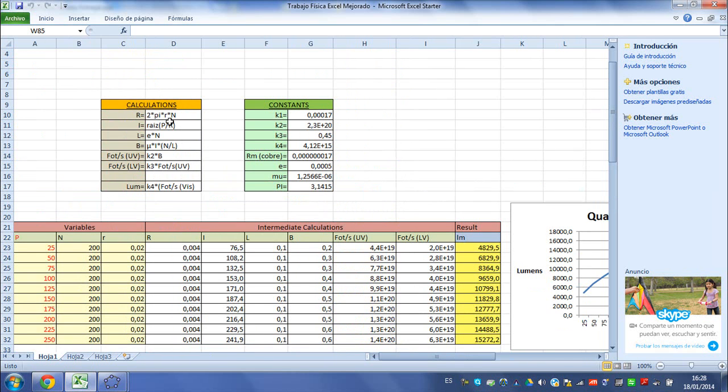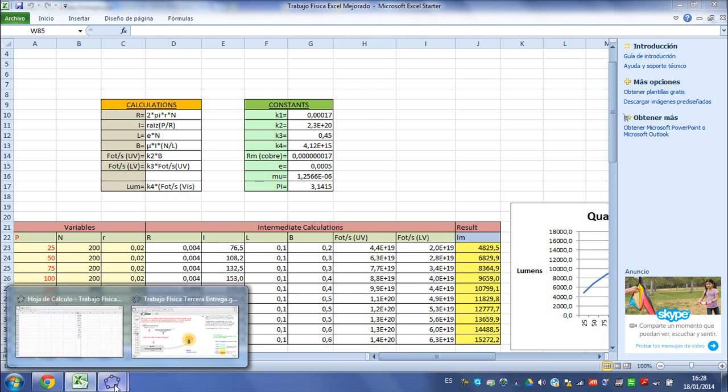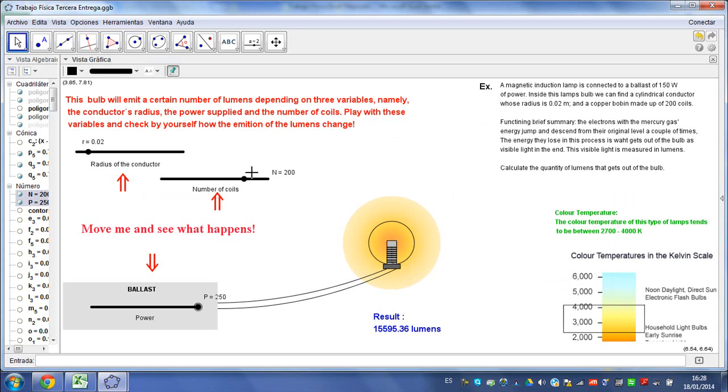So, when the number of coils decreases, so does the value of the resistance, which means that intensity will rise. Consequently, the magnetic field will also be stronger, and in the end, the amount of lumens provided will also be bigger. So we can also represent this in our GeoGebra here with the number of coils.